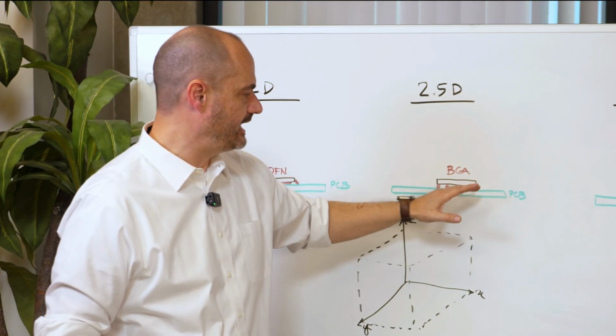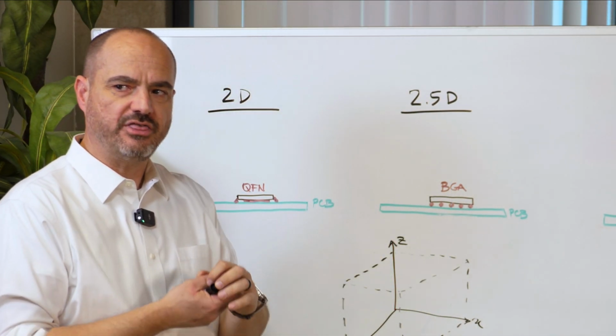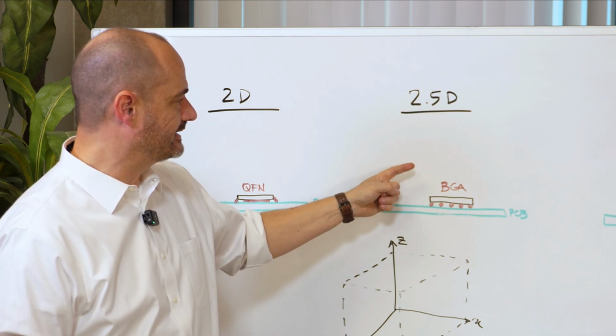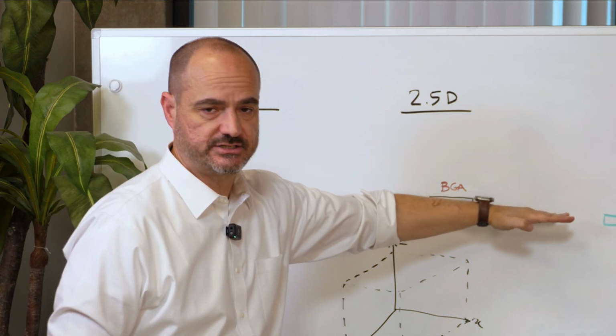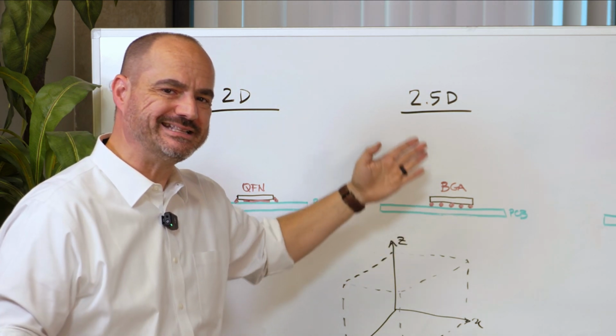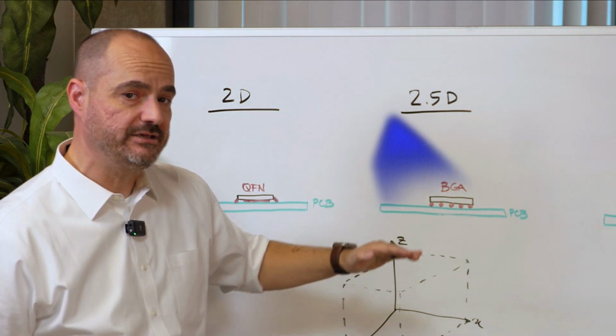Now, when you have a BGA, you've added a Z component. We added a thickness, a height to that sample. If you do a 2D inspection, you're going to see this as a plane, but we're going to lose that Z, that height information. That's where 2.5D or the oblique view comes in.